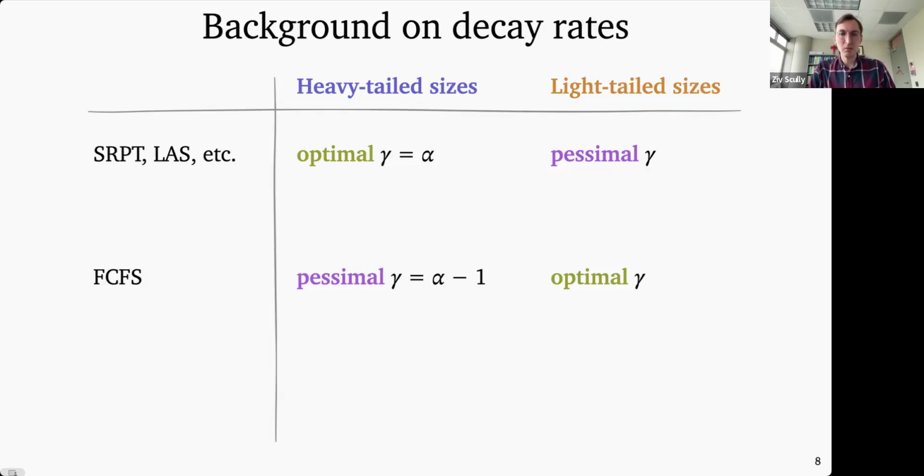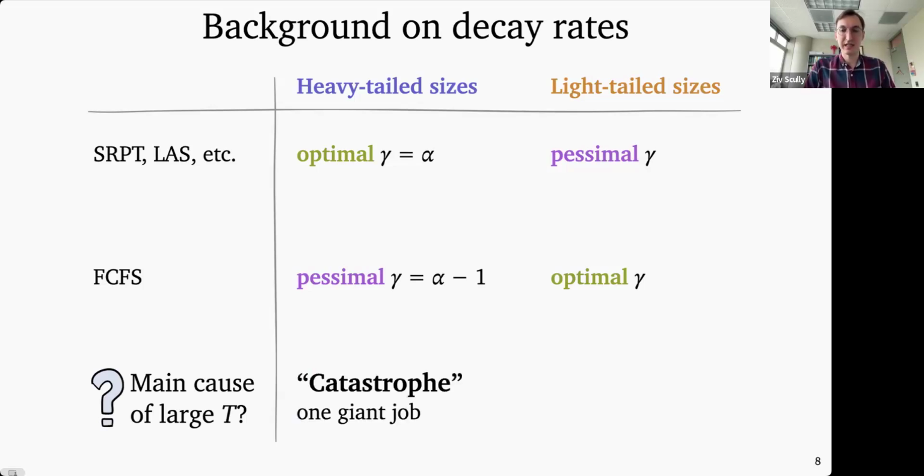So what's the cause of this big difference? The cause is that each of these settings, the heavy- and light-tailed setting, really has a different main cause of large response times. In the heavy-tailed case, we've got the catastrophe principle, which says that we're failing because there's one giant job. So we can ask, how does this one giant job manifest in the decay rates of SRPT and first come, first served? In the case of SRPT, notice this decay rate gamma is the same as alpha, the job size decay rate. So what's this saying?